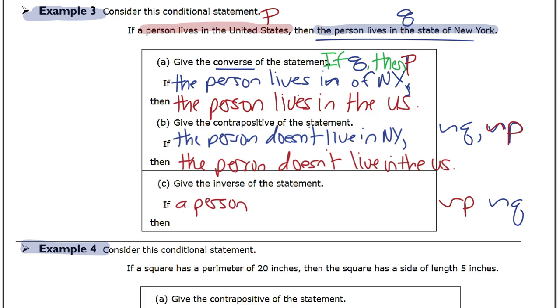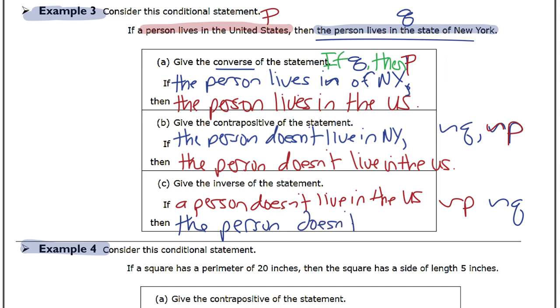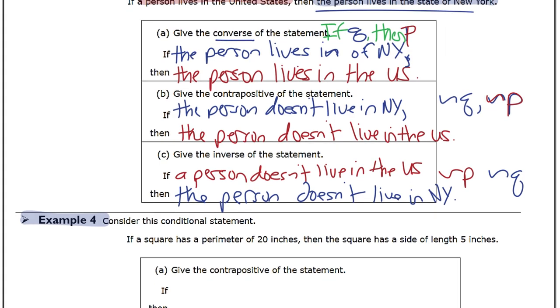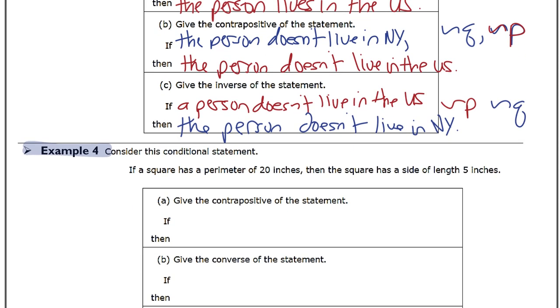Basically, we rewrite what we have right above here. The person doesn't live in the U.S. If a person doesn't live in the U.S., then the person doesn't live in New York. And the person doesn't live in New York. And we're talking about the state there. So that would be my inverse, converse, contrapositive, and in any of those orders.